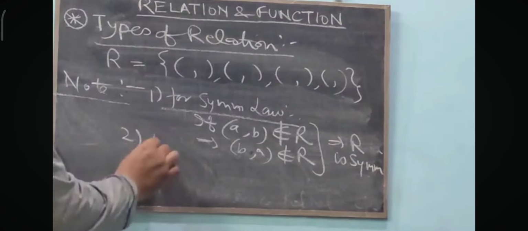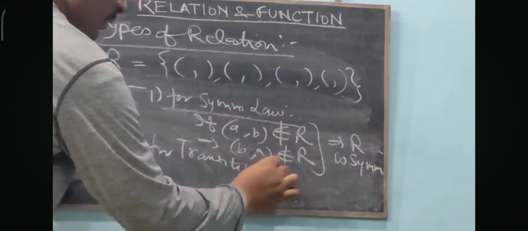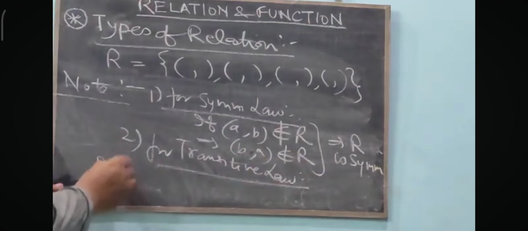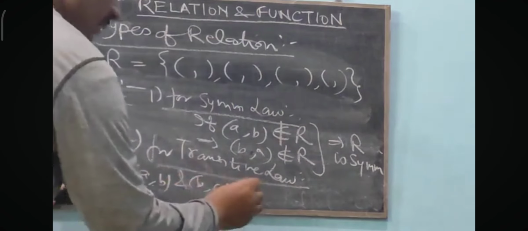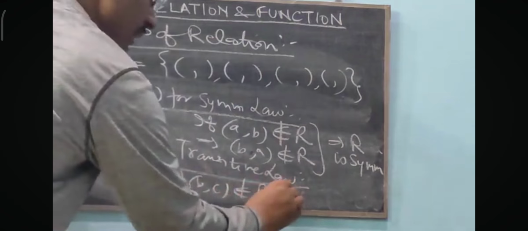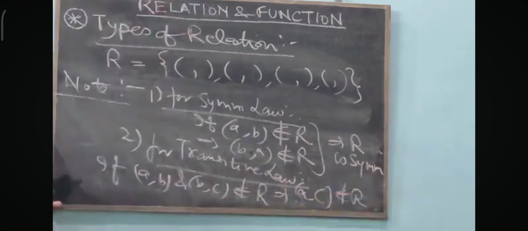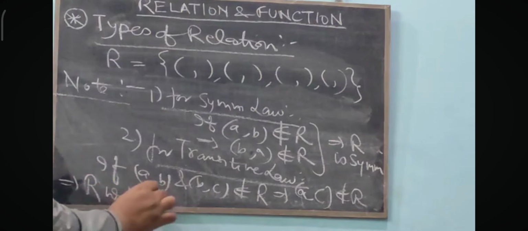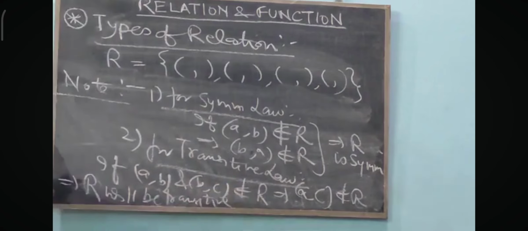Similarly for transitive, it says in the same manner, if (A, B) and (B, C) both do not belong to R, implies (A, C) does not belong to R. It means R will be transitive. R will be transitive. Okay.